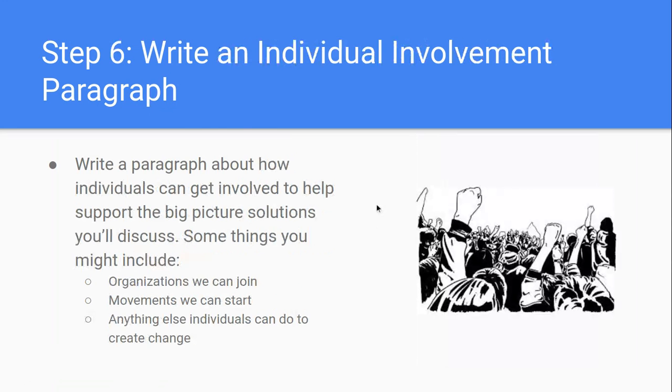Next, you're going to write a paragraph about how individuals can get involved to help support those big picture solutions. So remember, we're thinking here about, in my essay, I'm going to write this big section on individual involvement. Here are some of the things I want to look at in that section, right? So some things you might include: are there organizations that we can join? Are there movements that we can start or join? And anything else that individuals can do to affect the kind of change that you want to see happening. So that's your final paragraph for the prospectus.